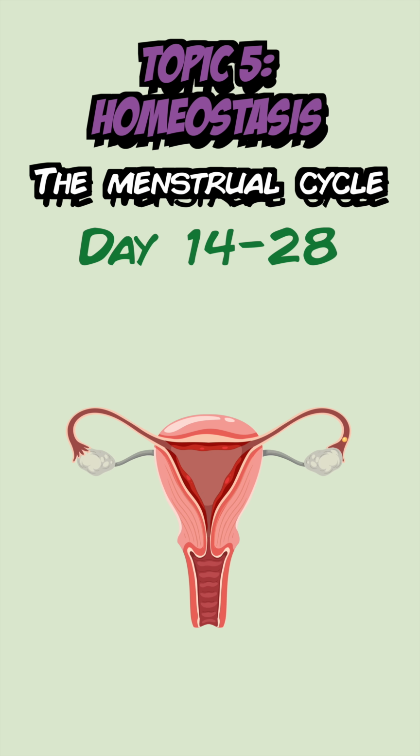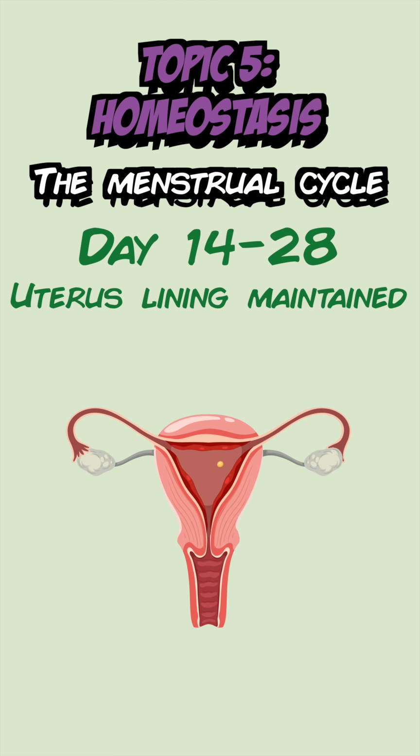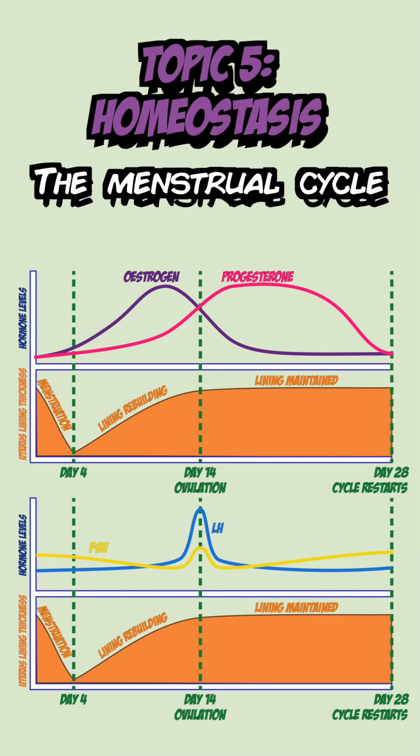Then from days 14 to 28, the thickness of the uterus lining is maintained, and if no sperm fertilizes the egg by this point, the cycle starts from the beginning again. Here are 2 graphs that show how the levels of these 4 hormones change throughout the 28-day cycle.